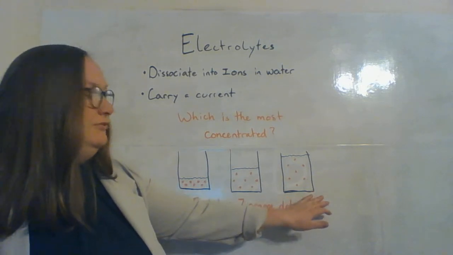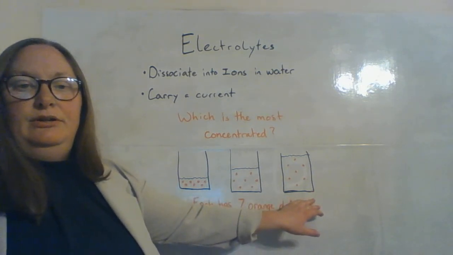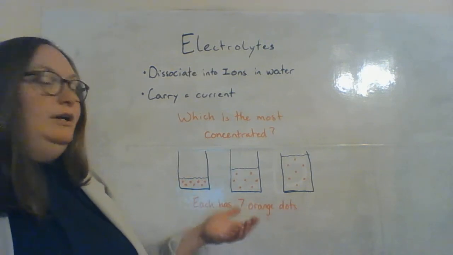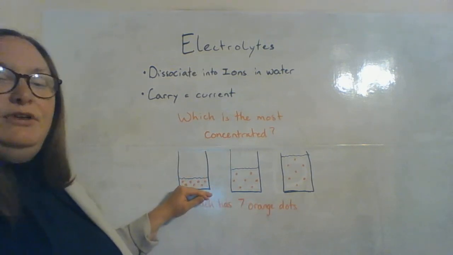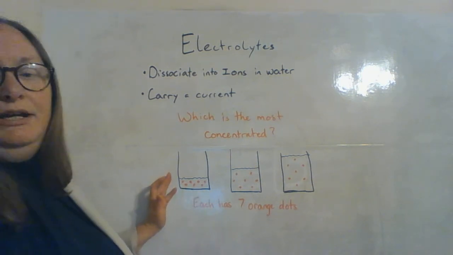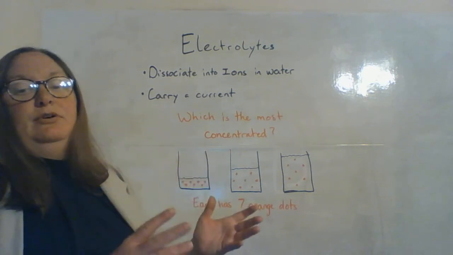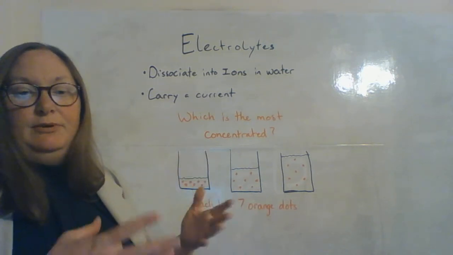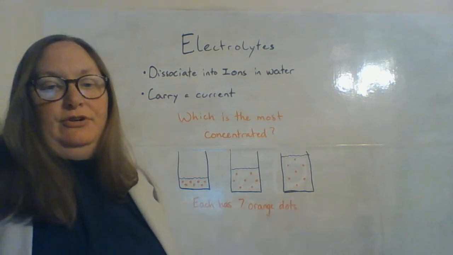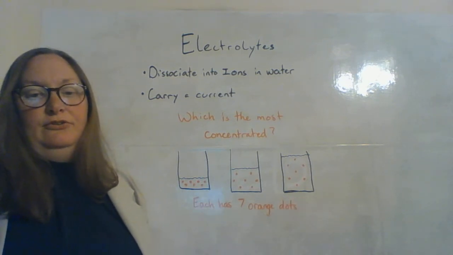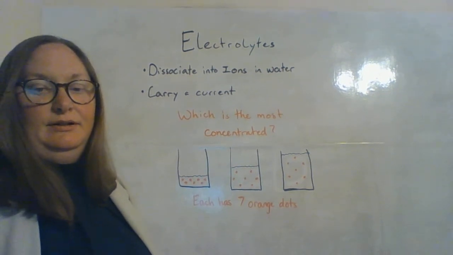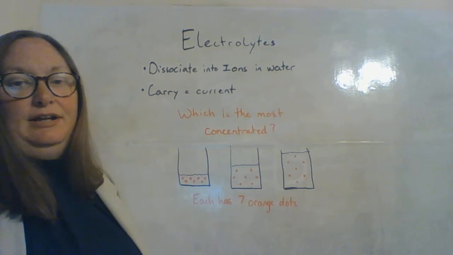If you're overhydrated, what does that do to the concentration of electrolytes in the body? Or if you're dehydrated, what does that do to the concentration? Well, here the concentration's higher, right? Even though we have the same number of orange dots being the electrolytes, and here we have a more dilute concentration, a lower concentration. Does that make sense? All right, let me know if it does not.